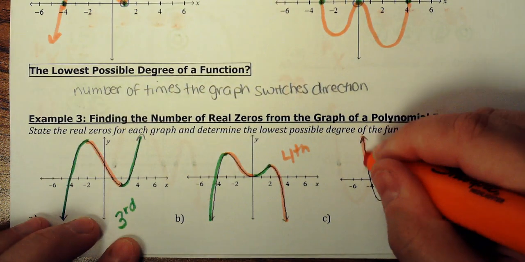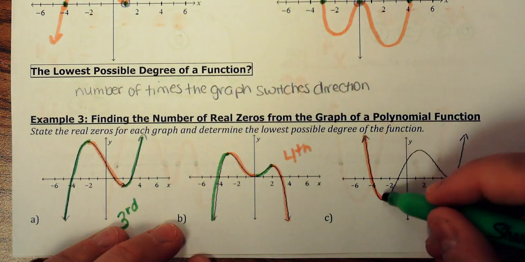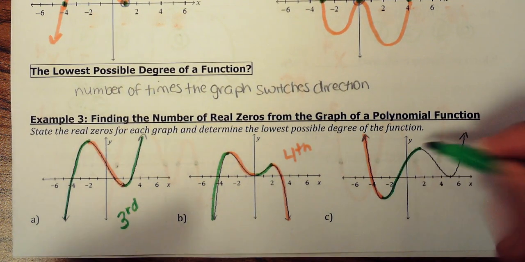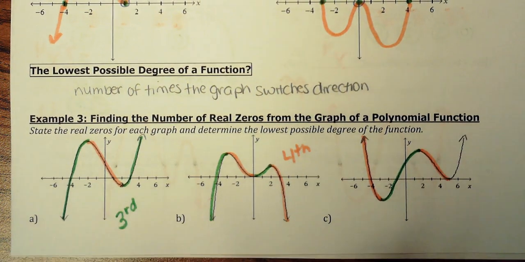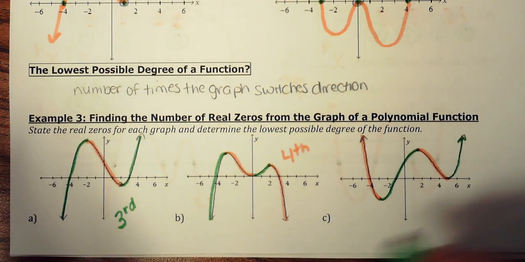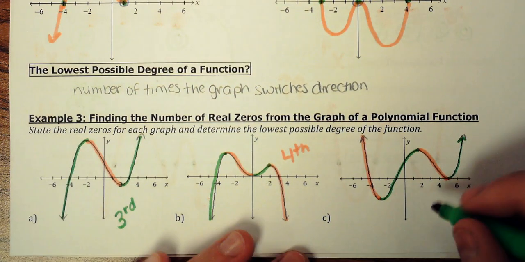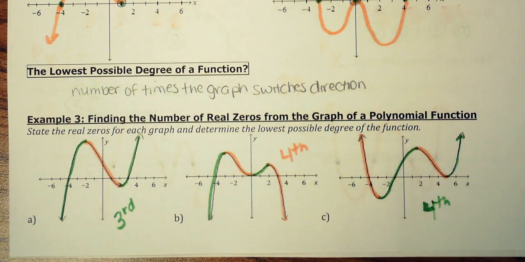So this graph is decreasing. Then we're increasing. So just the number of times I switch directions. So then here I'm decreasing. Here I'm increasing. And so you can see again, this one's 4 different directions pointed a different way, so the minimum degree here is also a 4th degree.